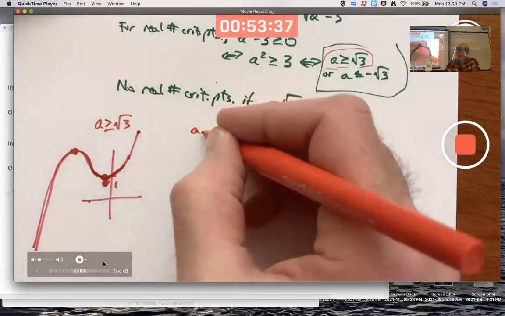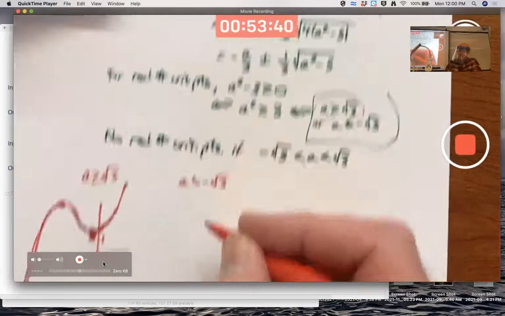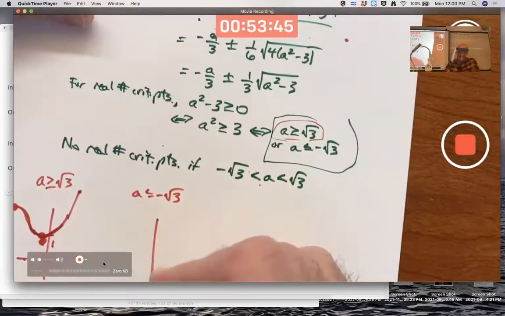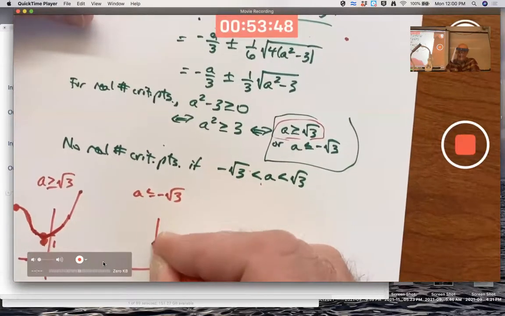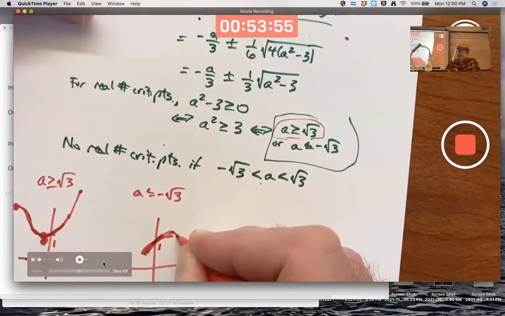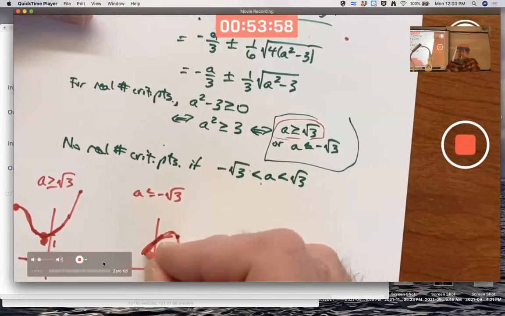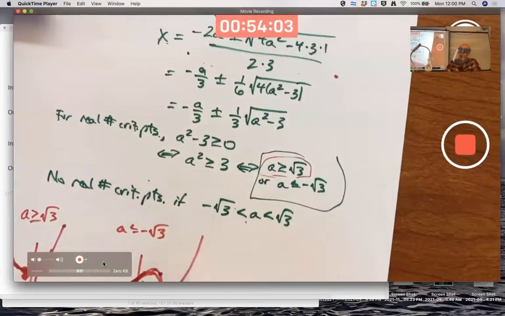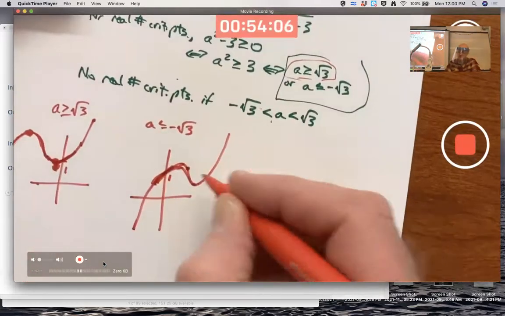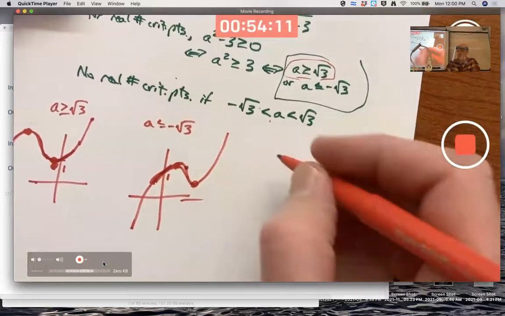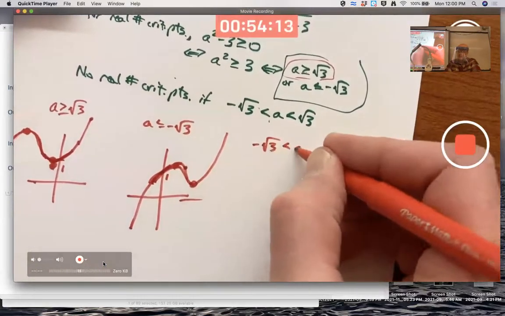On the other hand, when a is less than or equal to negative root 3, like negative 10 or something, it's still going to look similar near 0, but it's going to be concave down instead of concave up. And evidently, it's still cubic with a leading coefficient that's positive. It's still got to have the same overall shape. It's got to look something like this with two critical points here and here when a is a big negative number. What about when a is between negative root 3 and positive root 3?